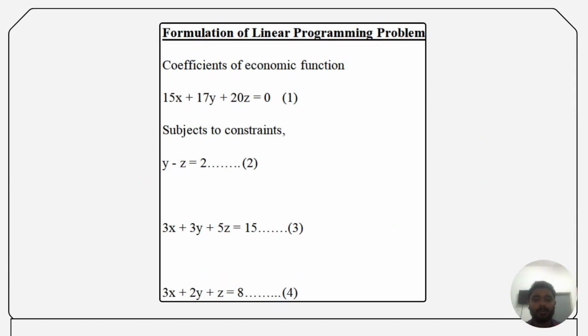So this will be the formulation of the linear programming problem. First is the coefficients of the economic function: 15x plus 17y plus 20z, which is the first equation. Next will be the subject to constraints. Y minus z equals 2, that's the second equation. 3x plus 3y plus 15z equals 15, that is the third equation. And the fourth one will be 3x plus 2y plus z equals 8, that is the fourth equation.